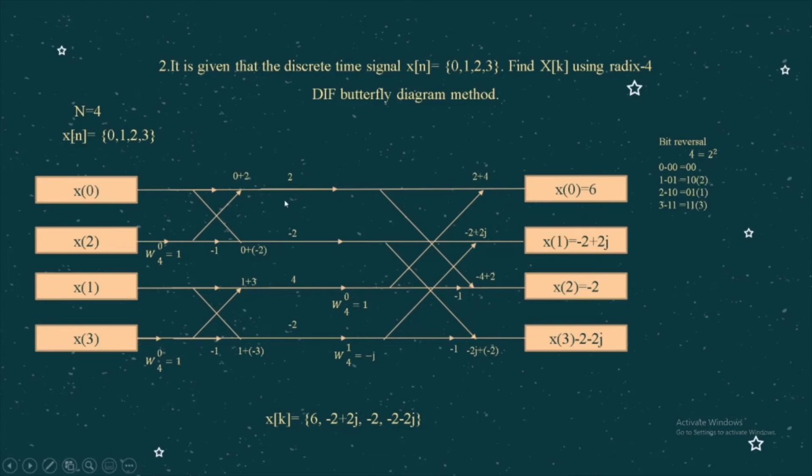So the second part. For this, 2 plus 4 equal to 6, and negative 2 plus negative 2 times negative j equal to negative 2 plus 2j, and this part, 2 plus 4 times negative 1 equal to negative 2, and negative 2 plus negative 2 times negative j equal to negative 2, negative 2j.